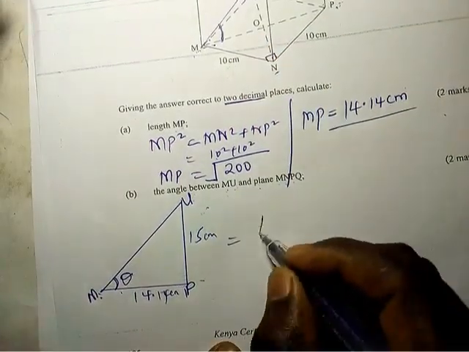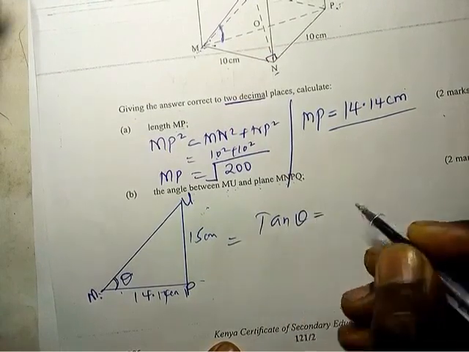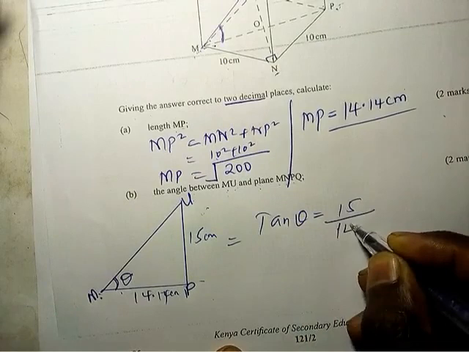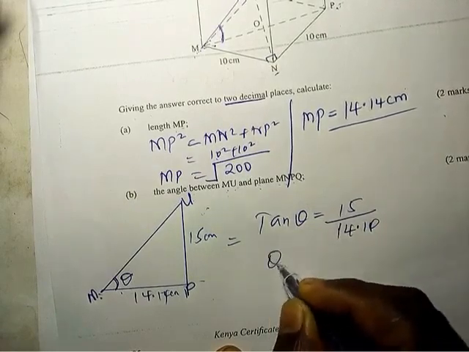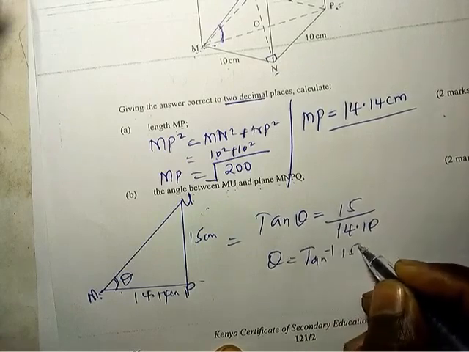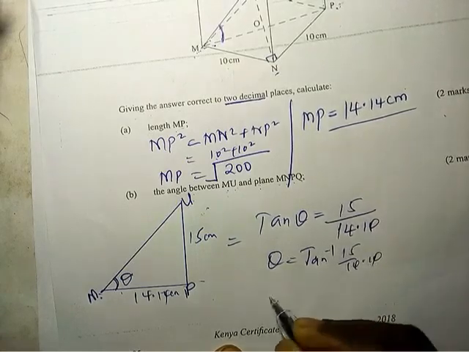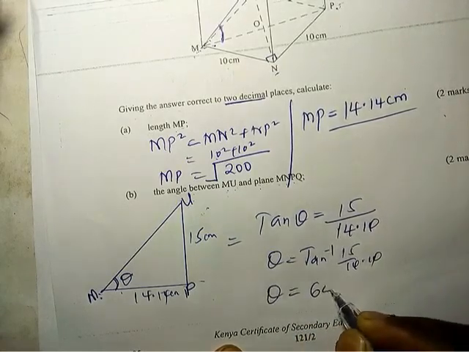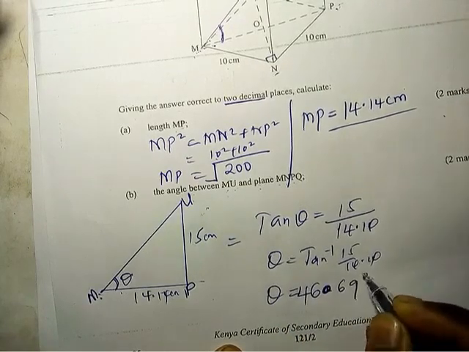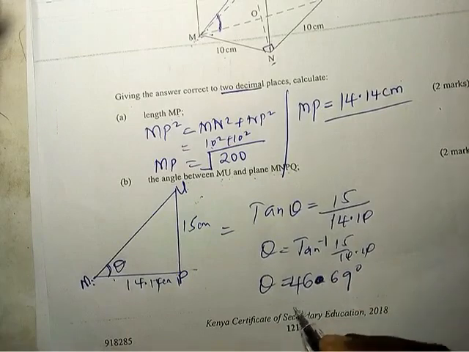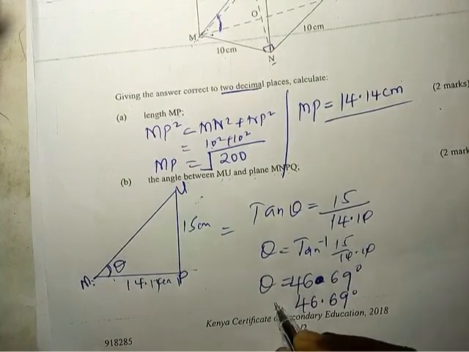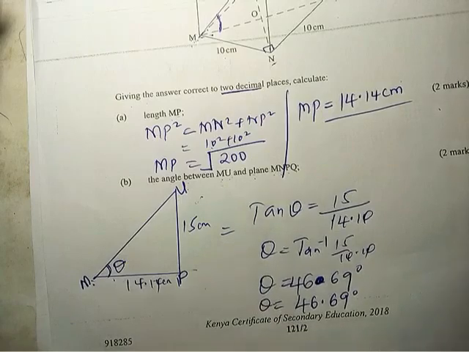So for that one we will use tan theta is equal to 15 over the adjacent, which is 14.14. So theta is the tan inverse of 15 over 14.14, and theta is 46.69 degrees. That is the angle between the two.